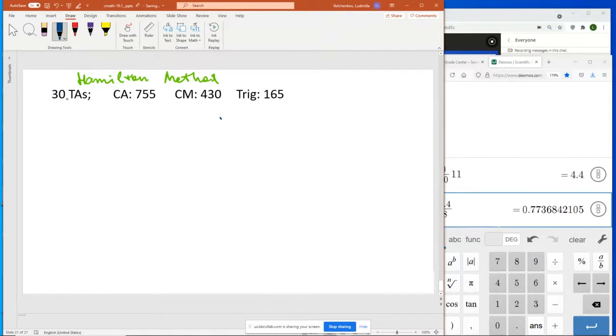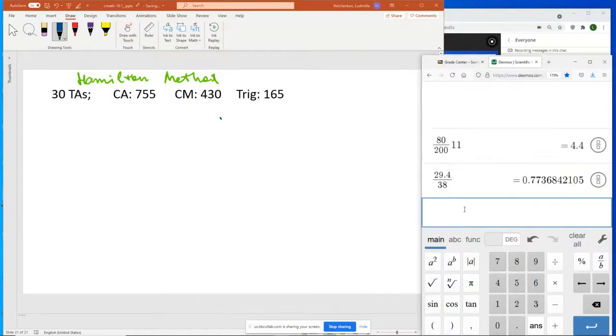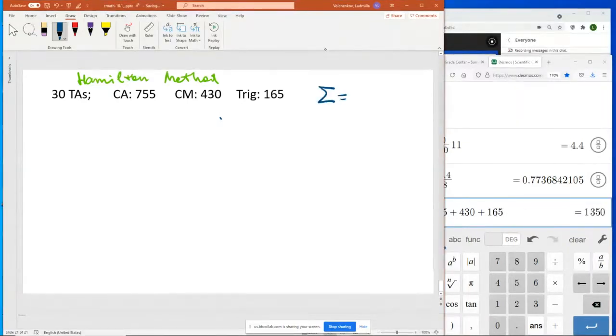Hamilton method. Okay, recall, in Hamilton method, we first find the sum. 755 plus 430 plus 165. The total population is 1350.